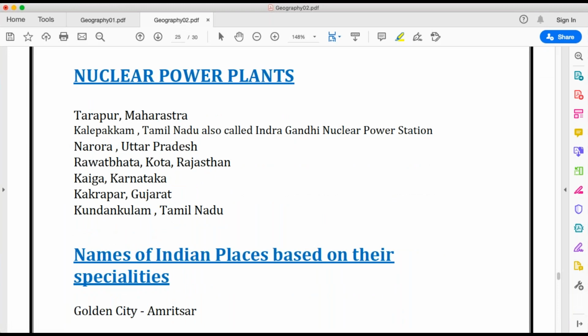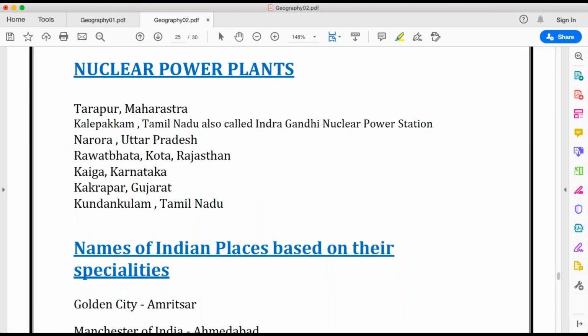Remember the name of the nuclear power plants and their location. Location is important. I can ask you where is Kundankulam located? Where is Kundankulam nuclear power plant? You should be able to tell me Tamil Nadu. If I ask you Kakrapar, you should be able to tell me Gujarat and so on. So they will give you the name of the power plant and ask you the state in which it is located, or they will give you the name of the state and ask which nuclear plant is located there.